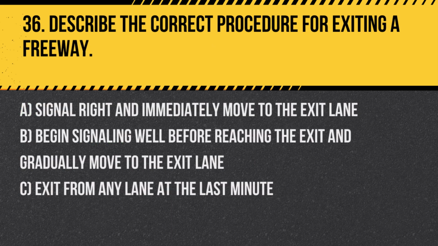Question 36. Describe the correct procedure for exiting a freeway. A. Signal right and immediately move to the exit lane. B. Begin signaling well before reaching the exit and gradually move to the exit lane. C. Exit from any lane at the last minute. Answer B. Begin signaling well before reaching the exit and gradually move to the exit lane. To safely exit a freeway, start signaling ahead of time to alert other drivers, then gradually merge into the exit lane, ensuring you adjust your speed appropriately for the exit ramp.